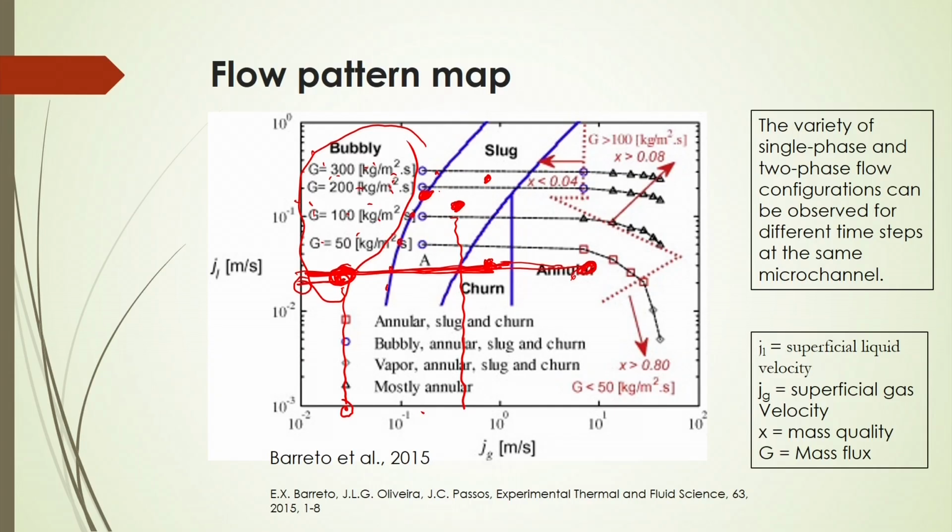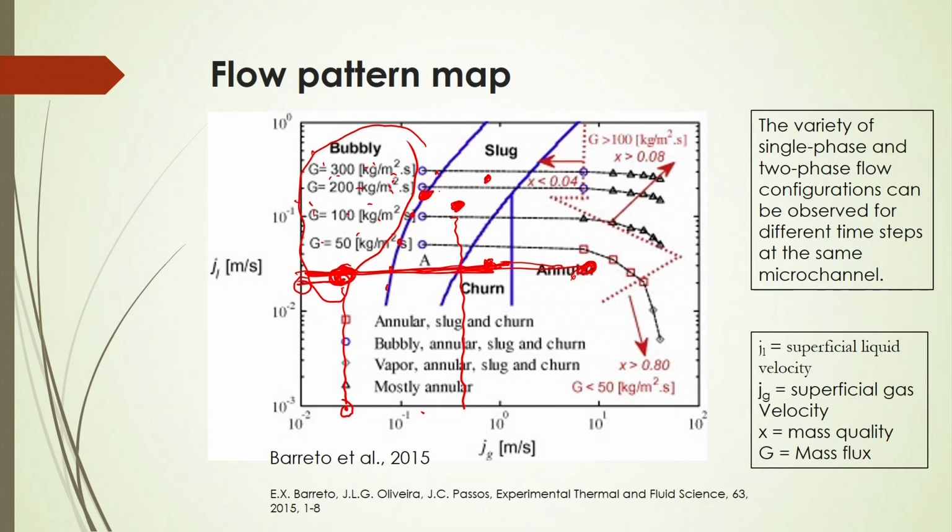So, in this way, by just getting the data point of gas and liquid velocity, you may expect or speculate what type of flow pattern will be there. This flow pattern map will give you the expected flow pattern during your operation.